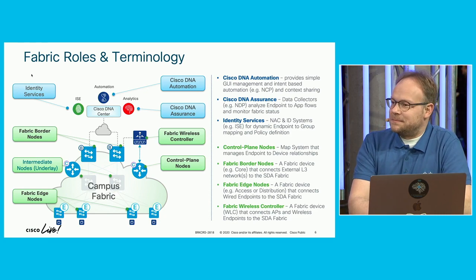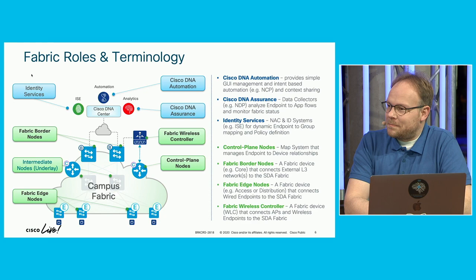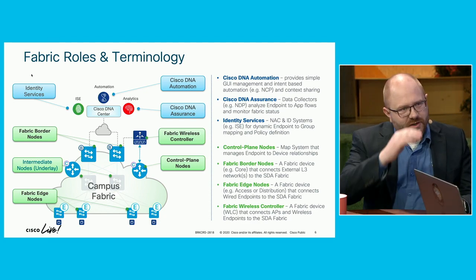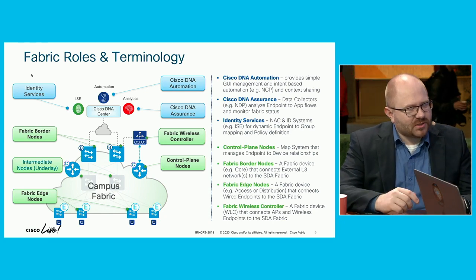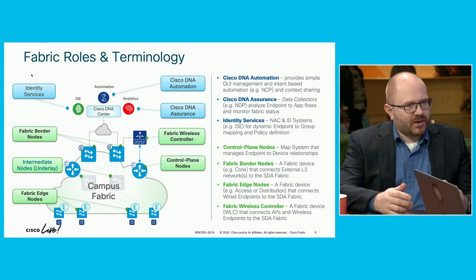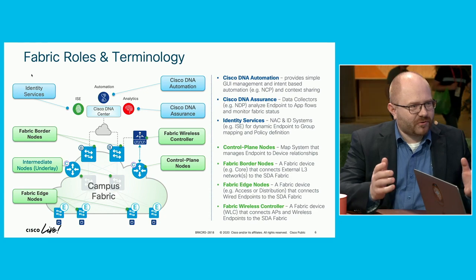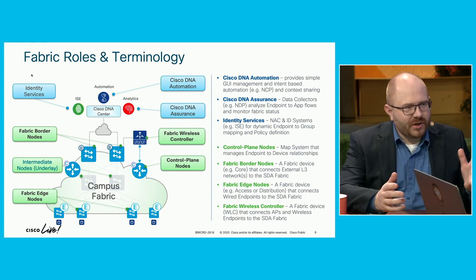Absolutely. And if I'm looking at your slide, it just looks to me like a traditional three-tier network design with core, distribution, and access. But I see some grayed out switches in the middle. So what does it mean for me? Can I use my traditional network physical topology, or do I have to recable everything?